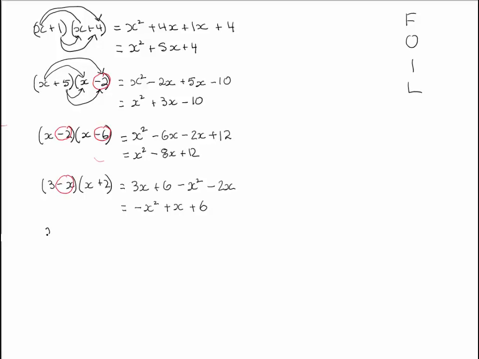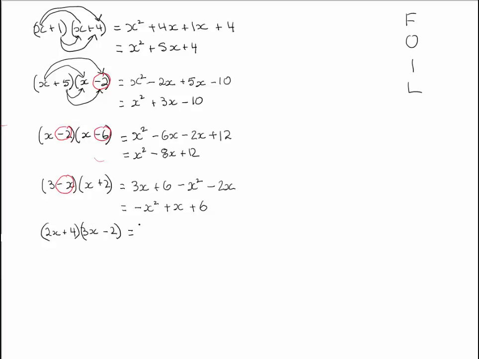Sometimes your expressions within the brackets will have coefficients. So let's have a look at 2x plus 4 times 3x minus 2. This is probably one of the more complex examples that you'll see. So this will be our last example for this video. So once again, first, outside, inside, last.